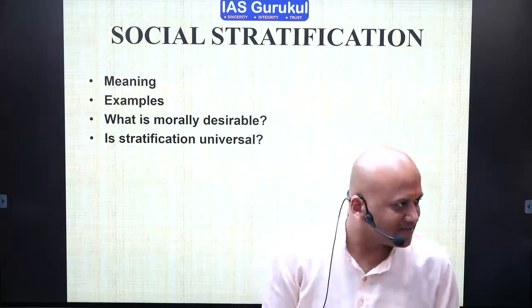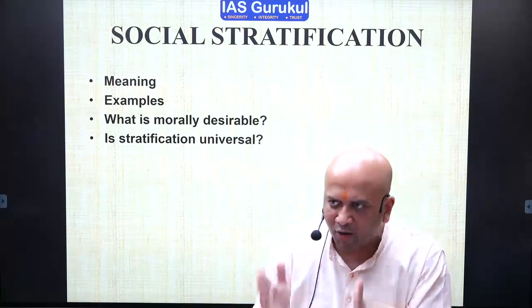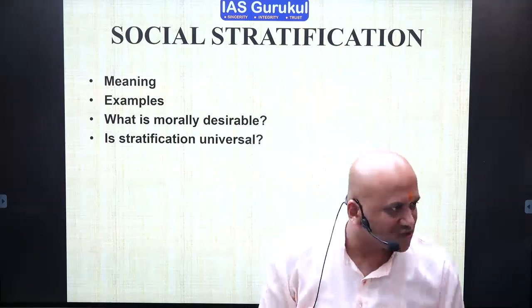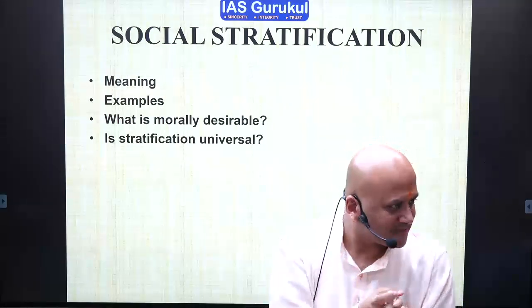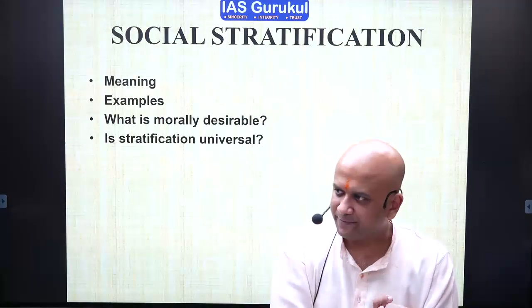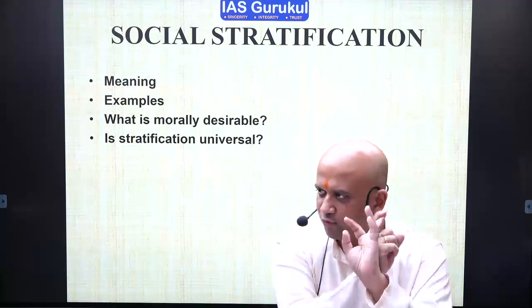So what is basically stratification that we are talking about? It is a form of inequality or hierarchy in society. Hierarchy in terms of power, prestige and paisa. Write.